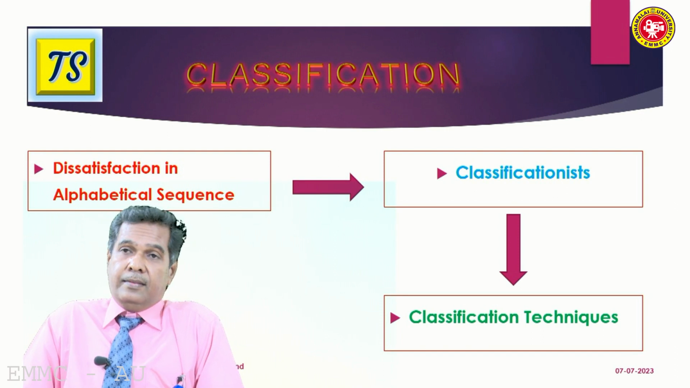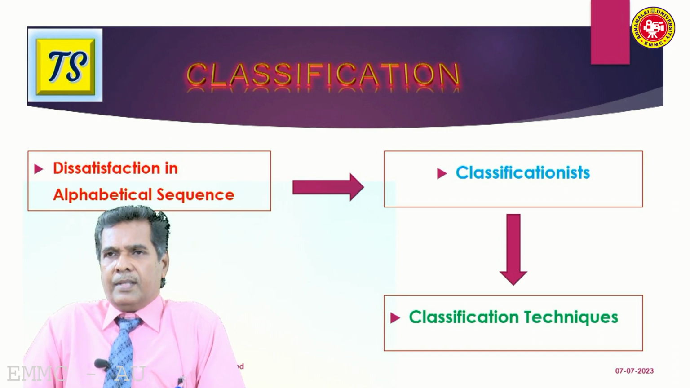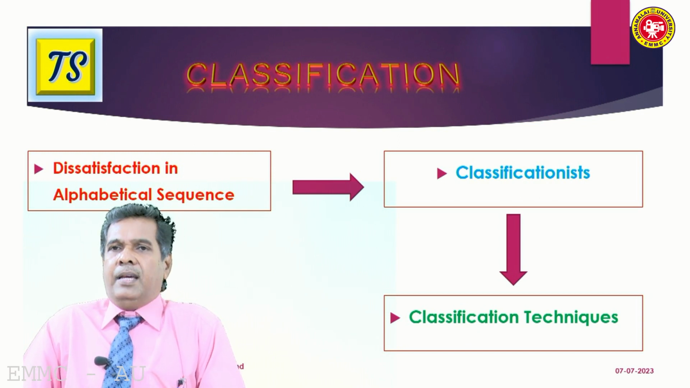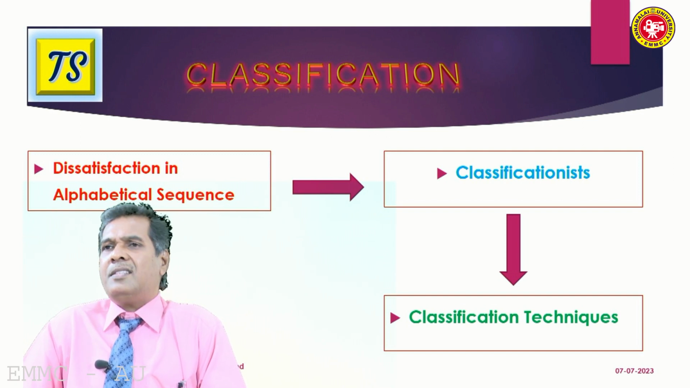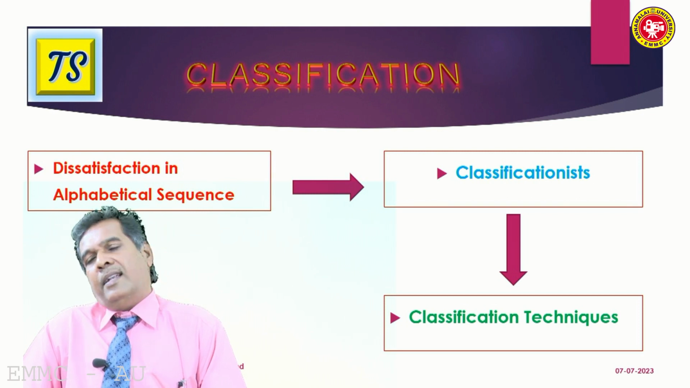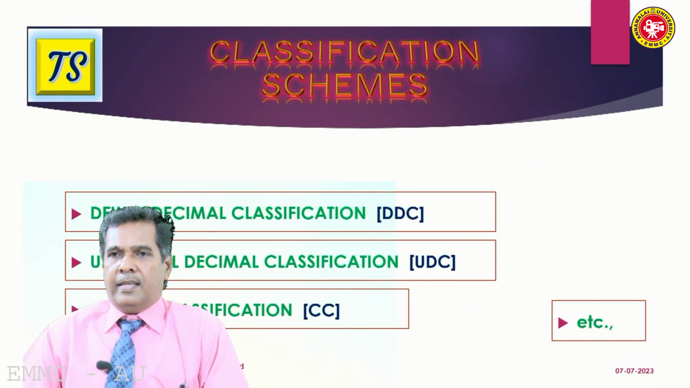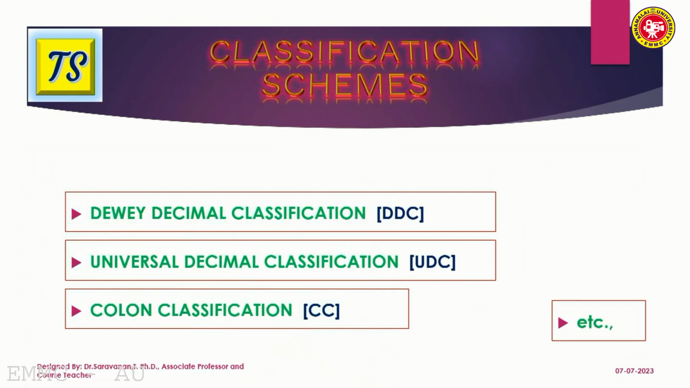So understand, in the period before the invention of classification schemes, some methods were tried by librarians, and alphabet was one of the techniques. But the dissatisfaction led the classificationists to develop various schemes. The schemes are decimal classification, universal decimal classification, and colon classification, etc. There are numbers of classification schemes in existence.